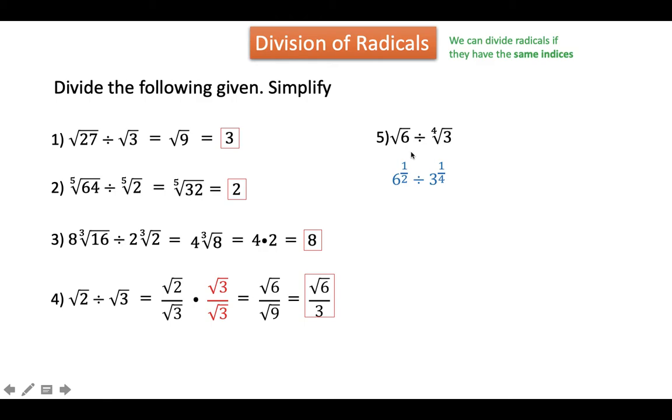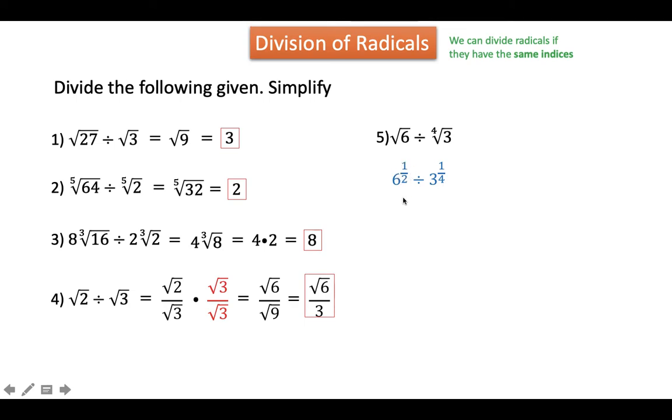So what we're going to do is apply the law of exponent number 9, wherein we're going to transform this radical into exponential form. So this radicand will be our base. Then this 6 here has an exponent of 1. That will be the numerator of our exponent. Then since the index is 2, that will be the denominator of our exponent. So for the other expression, this 3 will be our base. Then the exponent is 1. And the index is 4, which is our denominator.